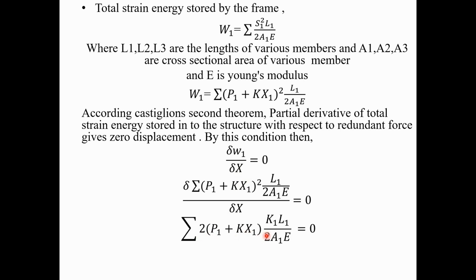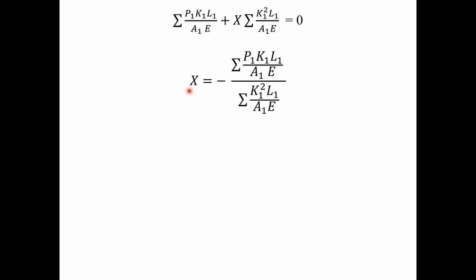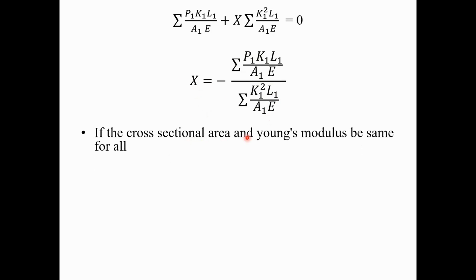By cancelling the 2s and multiplying inside the bracket, we get the term summation P1 K1 L1 divided by A1E plus x summation K1 square L1 upon A1E is equal to 0. So to find out x, which is nothing but the redundant force, we have x equal to minus summation P1 K1 L1 upon A1E divided by summation K1 square L1 upon A1E. If the cross-sectional area and Young's modulus are the same for all members, then x is equal to minus summation P1 K1 L1 divided by summation K1 square L1.